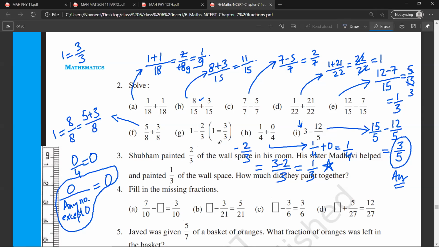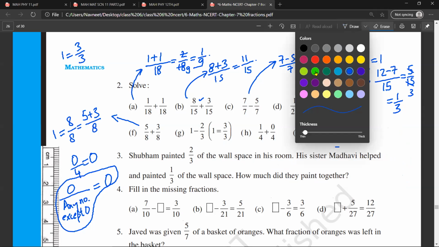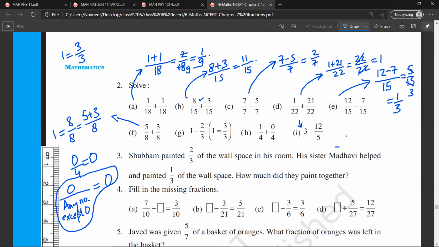Okay. So Shubham painted 2 by 3 of the wall space in his room. His sister Madhuri painted 1 by 3 of the wall space. How much did they paint together? What would be the answer? 3 by 3. 3 by 3 is equal to 1. So in this case, 1 implies that they were able to finish the whole wall. Yes, sir.